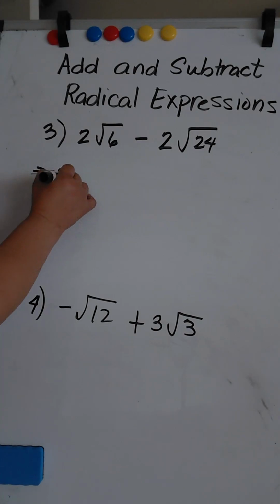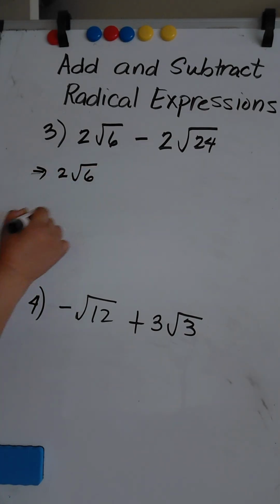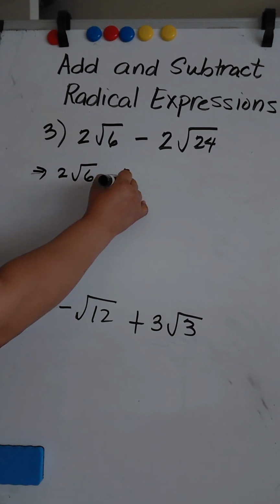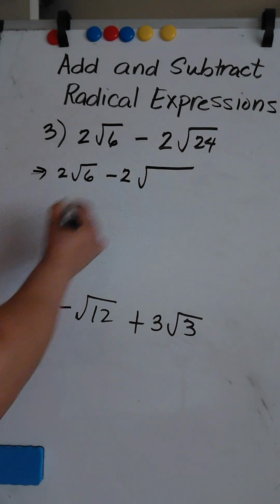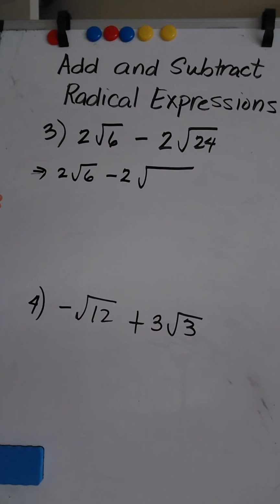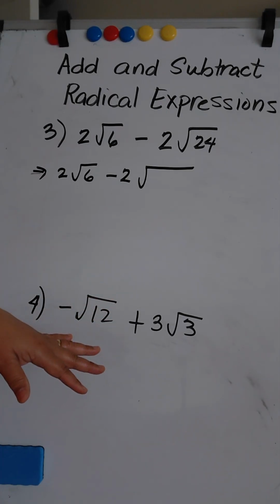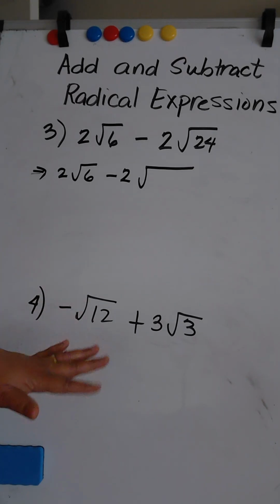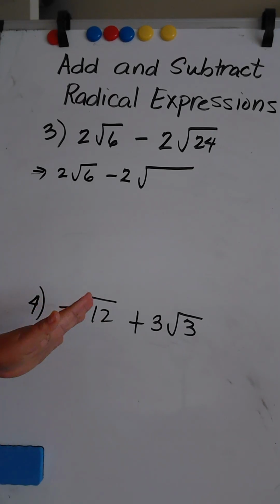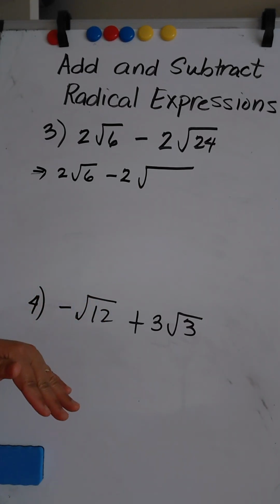So you have 2 square root of 6 minus 2 square root of. Now, let's find the factors of 24. Say 24, you have 2 times 12 is 24. 2 is not a perfect square. 12 is not a perfect square, right? So what else? We have 8 times 3. 8 times 3 is 24, but 8 is not a perfect square, and neither is 3. Let's find another. It's 4 times 6. 4 is a perfect square. 6 is not a perfect square.